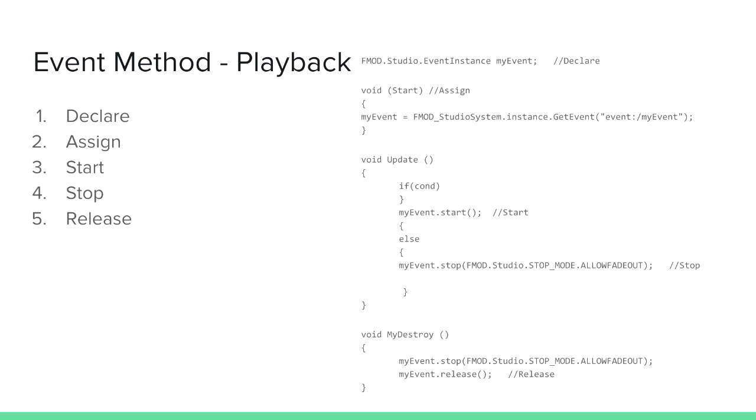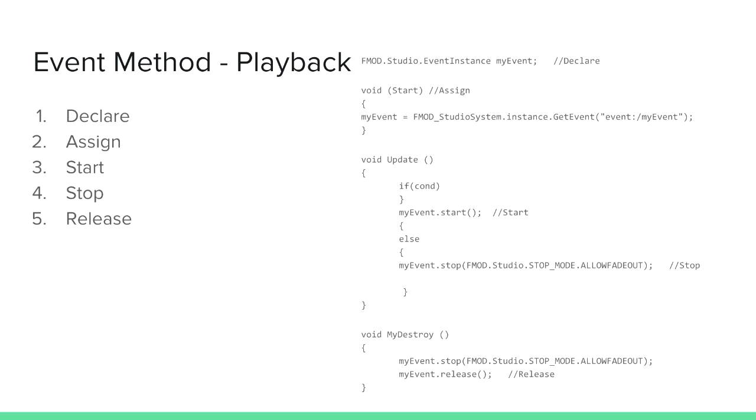Step 2 is to assign. Notice I'm doing this in start. You can do this anywhere in runtime, but most of the time you're doing it in start. I'm taking the event that I declared and I am assigning it by using fmod.studiosystem.instance.getEvent. And then in here I have a path name. Path names you get by right-clicking on the event name in the FMOD window, but a path name is just what FMOD has named your event.